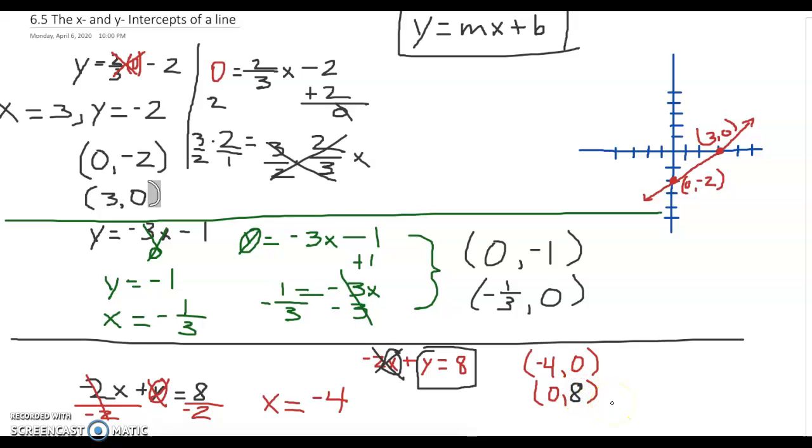Like I showed you right there, I kind of did it backwards the last example. It doesn't matter which way you do it, which one you attack first, but you're going to do each equation twice. Remember, this is how you would plot it. So that is the x and y intercept of a line and how to figure it out. I hope you enjoyed.